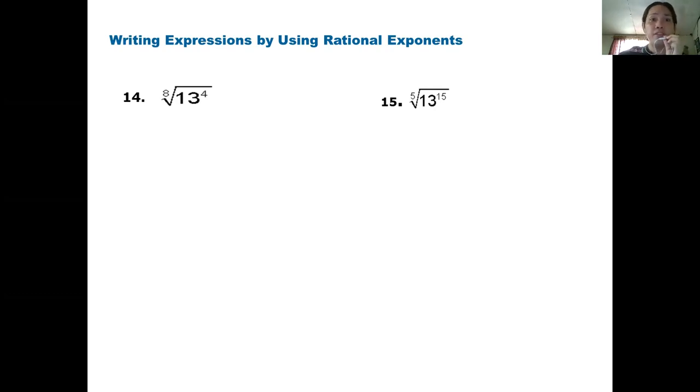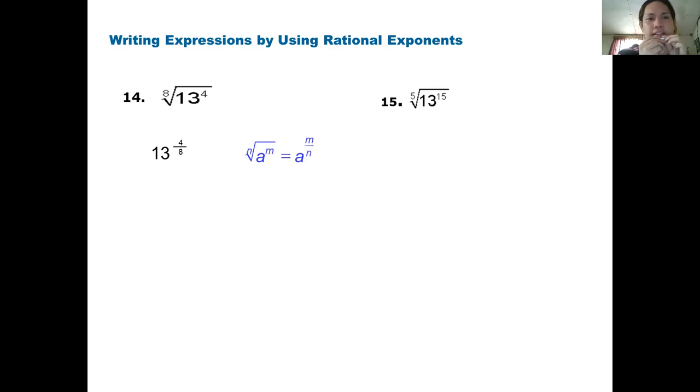First, of course, we have to know how to write expressions using rational exponents, or how to rewrite radical expressions into fractional exponent form, or vice versa. This is how we do it. For example number one, we have the eighth root of 13 to the power of 4. We can rewrite it by applying the concept that the nth root of a to the power of m is equal to a to the power of m over n, where n is your index, which in fractional exponent form is your denominator, and m is your numerator.